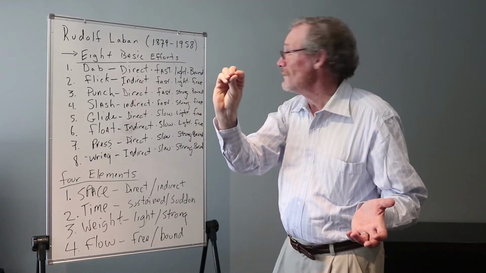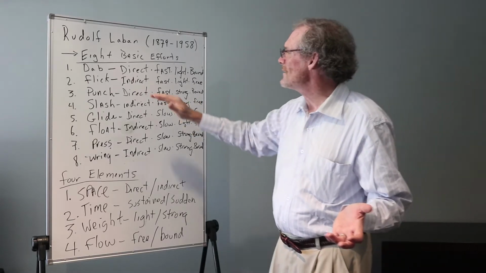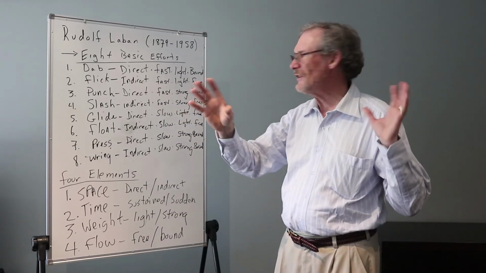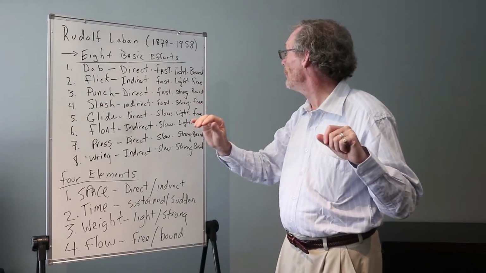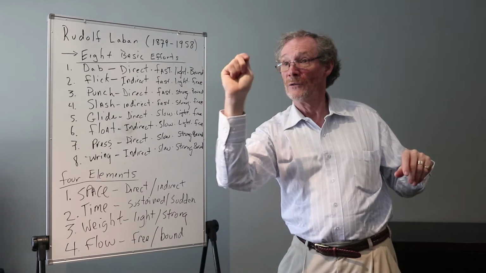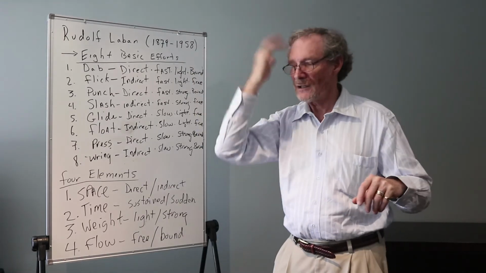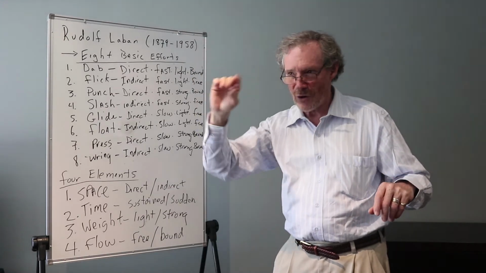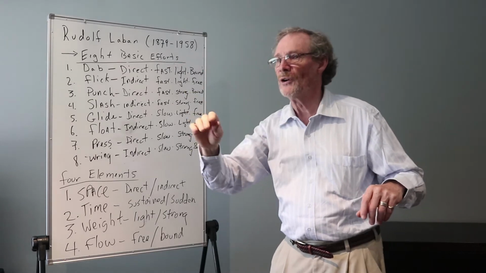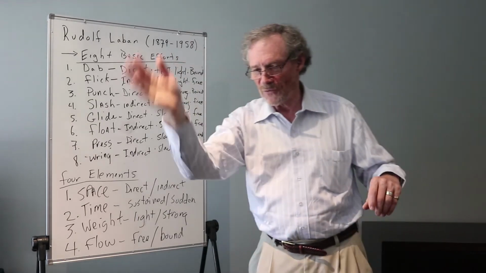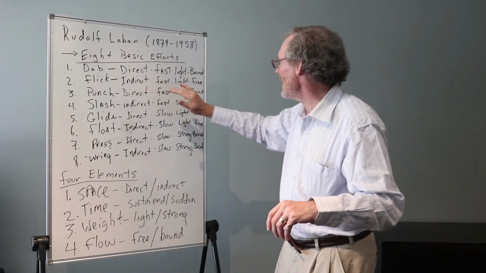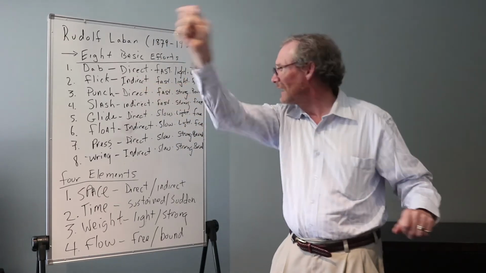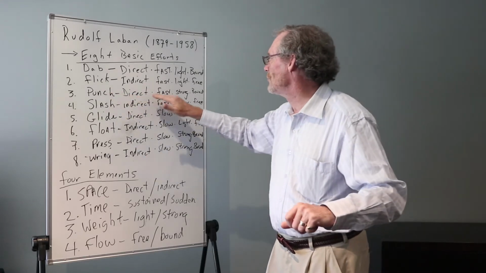We can then look at flick. So flick is indirect, and there's no specific direction. It's fast, it's light, and it's also free of constraint. Flick, flick, flick. It's like flicking something off of your face, like a fly, or flicking something off of a surface. Again, it's indirect, it's fast, it's light, it's free.